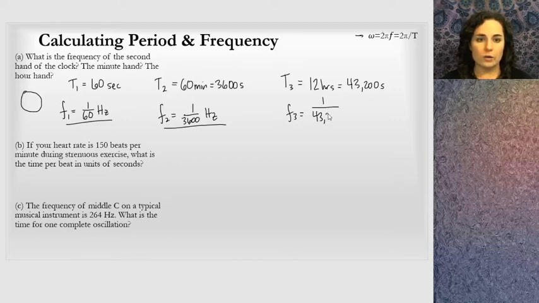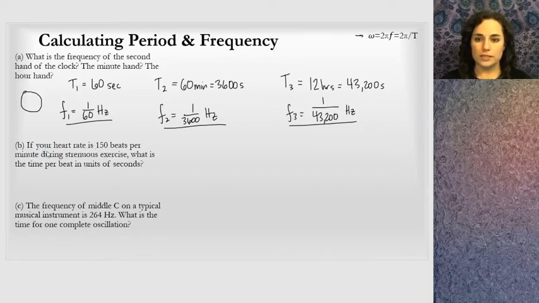So when I calculate the frequency of the hour hand, we can see that it takes much longer for that hour hand to make 1 revolution. And so it's going to have a lower number of hertz than something that's moving faster around. It completes a cycle in a faster amount of time. So that's how you find frequency from period.